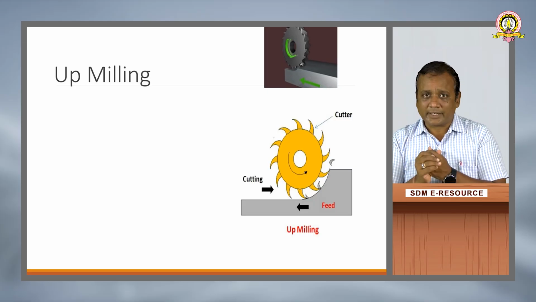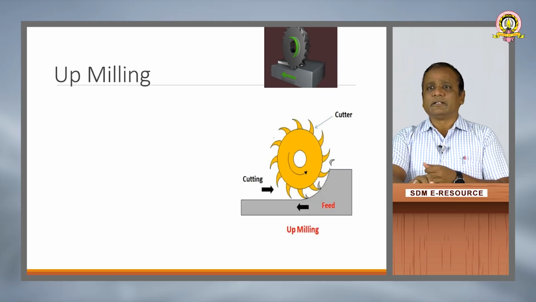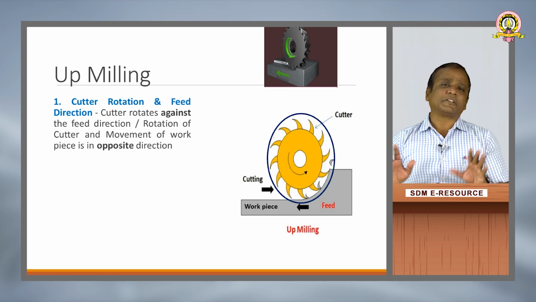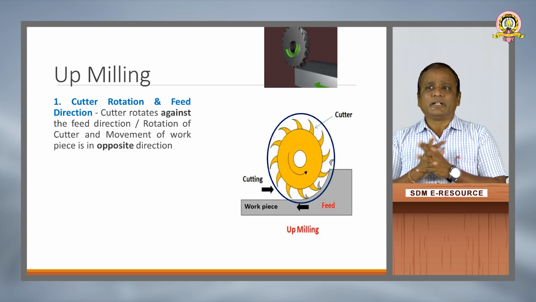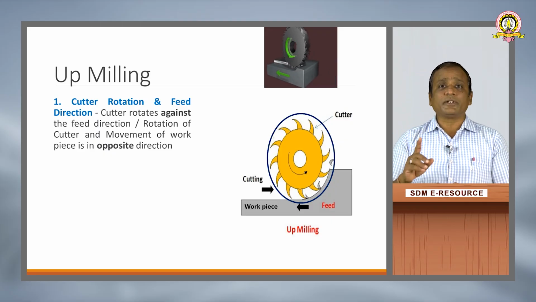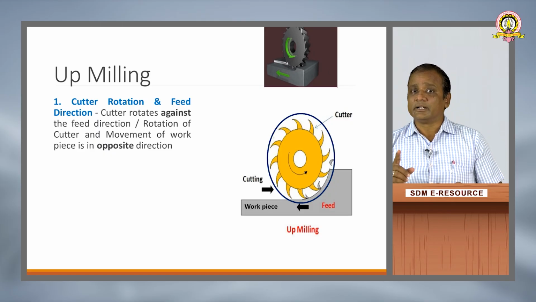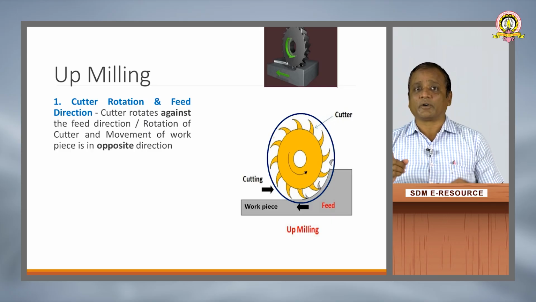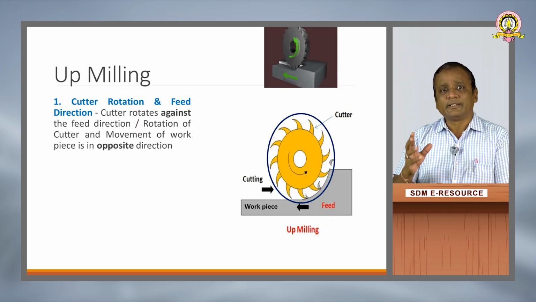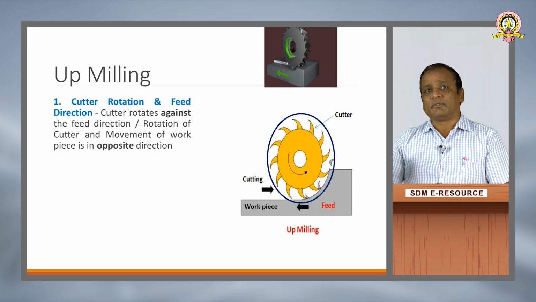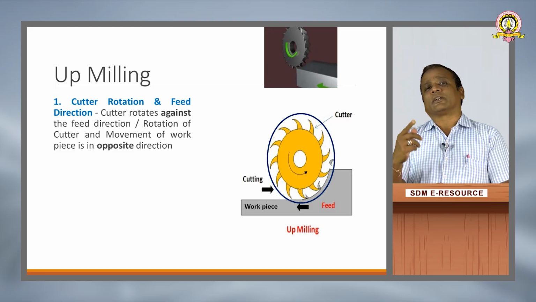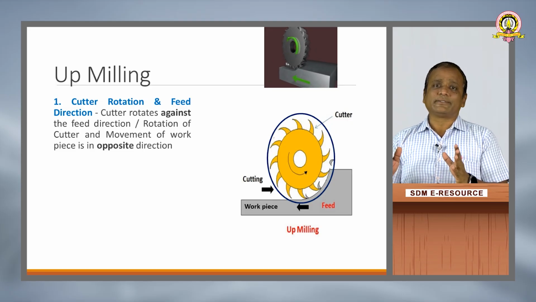As you can see here, it's a cutter and a workpiece. The first point is all about that. Here, the cutter rotates against the feed direction. In other words, the rotation of the cutter and the movement of the workpiece are in opposite directions. You can see in the animation that the cutter is rotating on its own axis, but the workpiece is moving towards the cutter rotation. That's how the whole thing happens here.